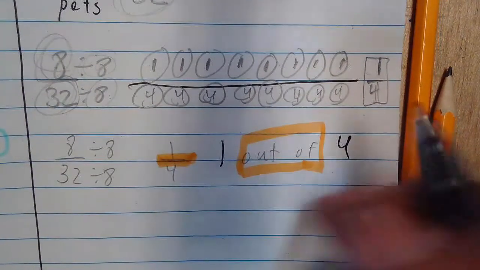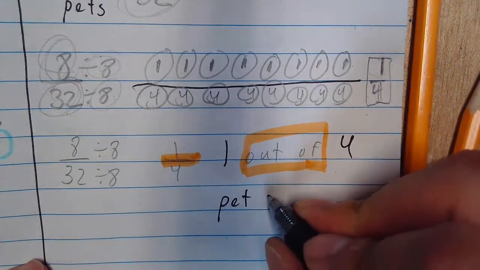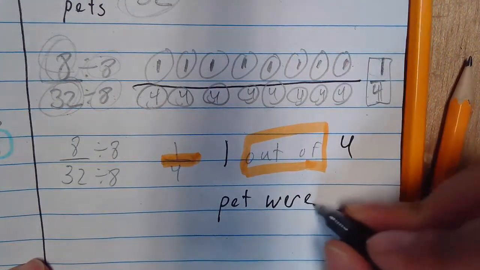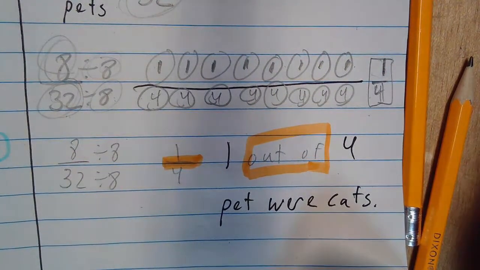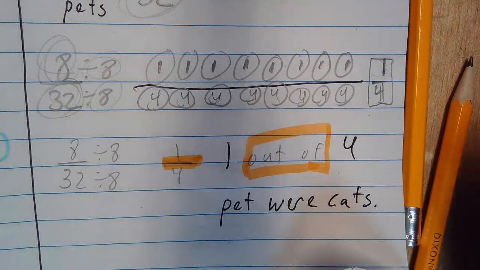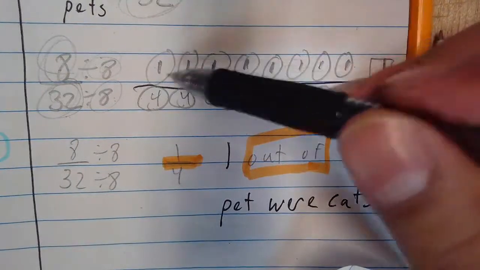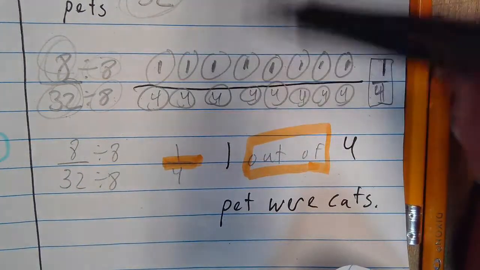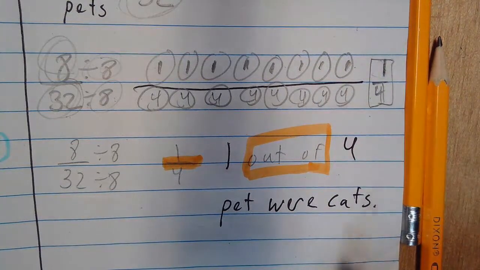Were we talking about fruit, vegetables? No, we were talking about pets. 1 out of 4 pets were gatitos, cats. That's all it is. Seriously. This is all it is. Ratios. It's a relationship. What's the connection? Yes, it's quantity. Yes. But what's the relationship? 1 out of 4 pets were cats.